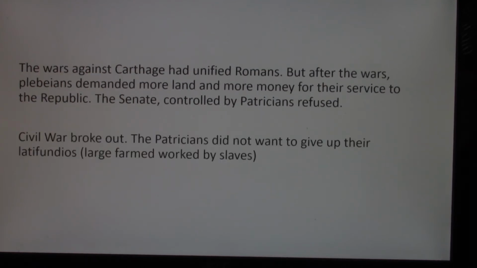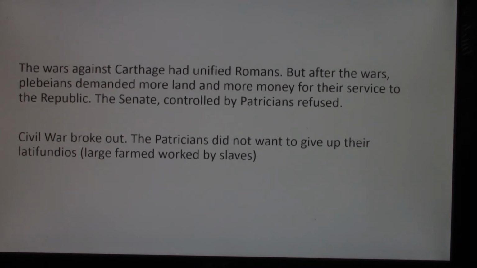The wars against Carthage had unified the Romans, but now that the wars are over, those who actually fought the battles, the Flavians, demanded more land. They demanded more money for their service to the Republic. Now, the Senate, which of course is controlled by patricians, refused. There were a large number of patricians who wanted to give in to the Flavian demands, but there was also a large number of patricians who did not want to give up their large farms called latifundias.